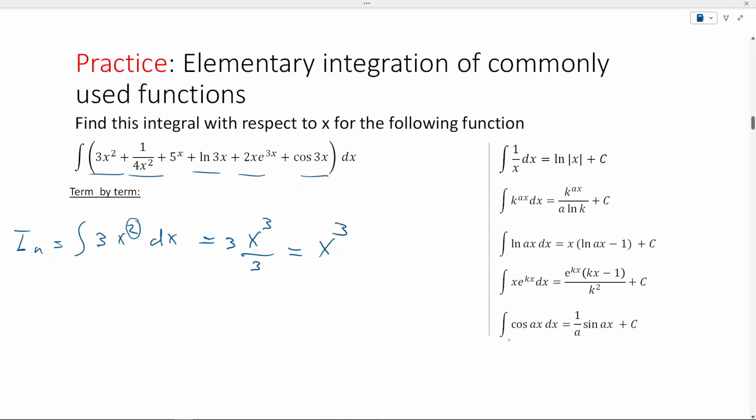Yeah. Let's do the second part. So the second part is the integration of 1 over 4 x squared dx.